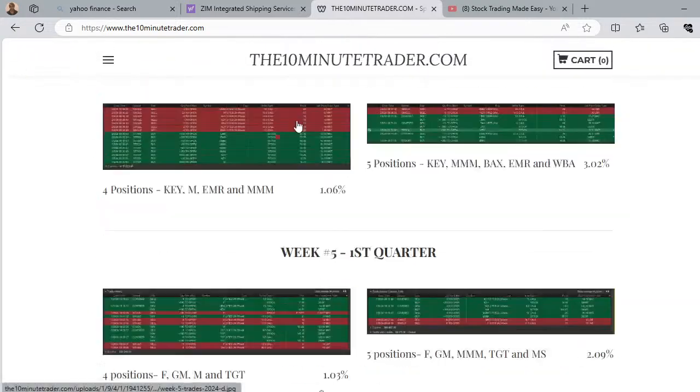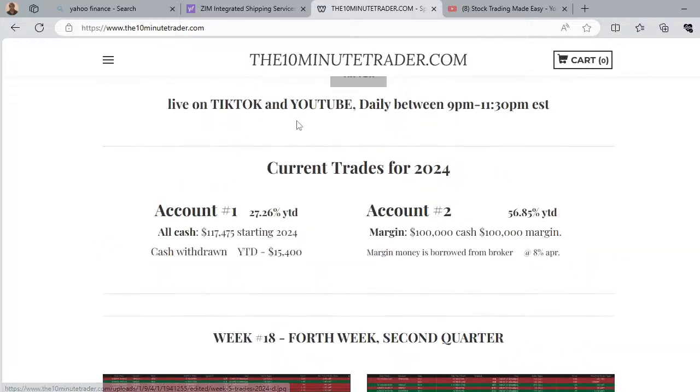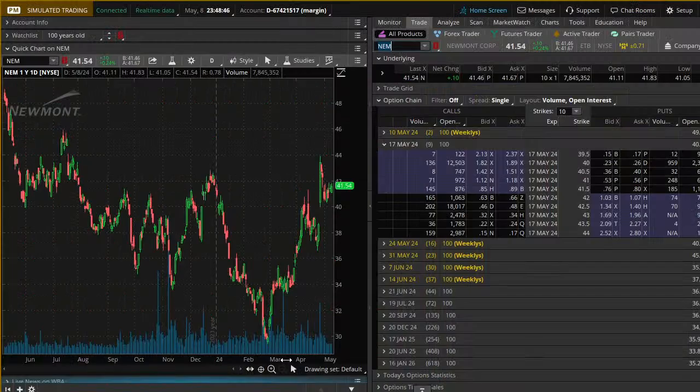All right, so I only missed it 3 times. I missed 1% 3 times since the beginning of January. But I'm up at this moment, 27.26. I didn't lose money. I just didn't get 1% that week.